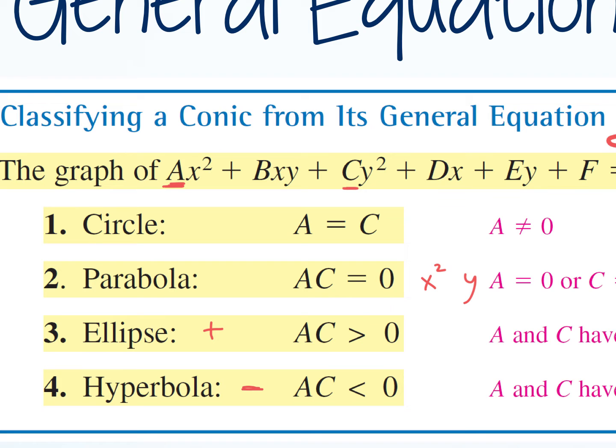Another way that we can check if it's going to be a circle, parabola, ellipse, or hyperbola is to put it in standard form and see, is this the standard form of a circle? Is it the standard form of a parabola, ellipse, or hyperbola? But this is kind of like a shortcut, so we can check.